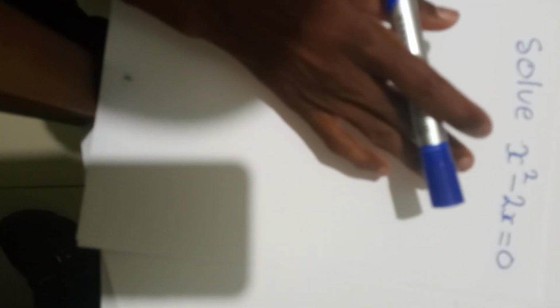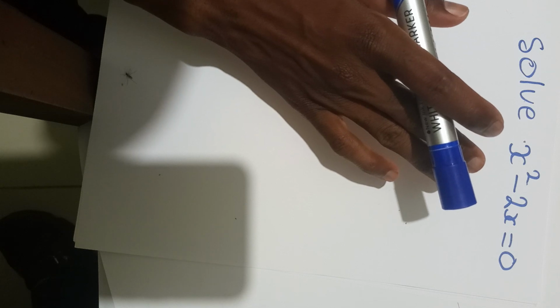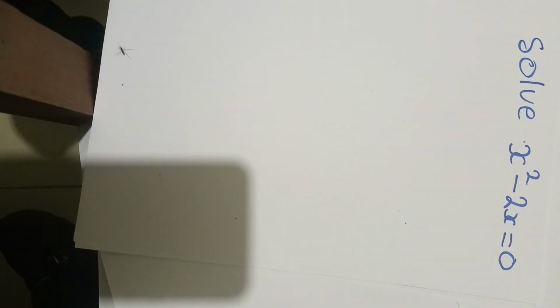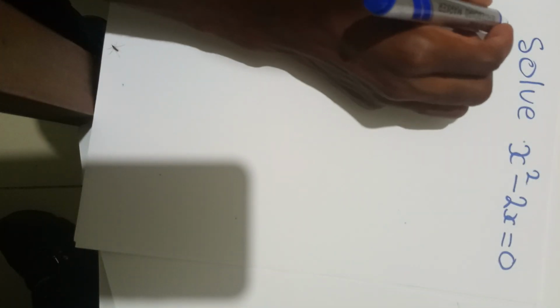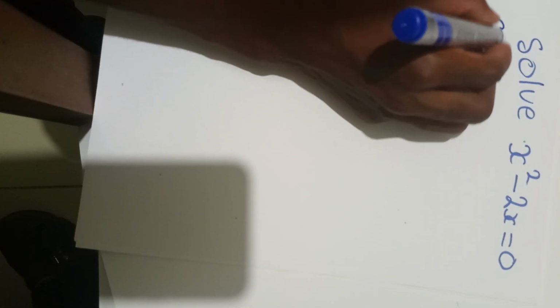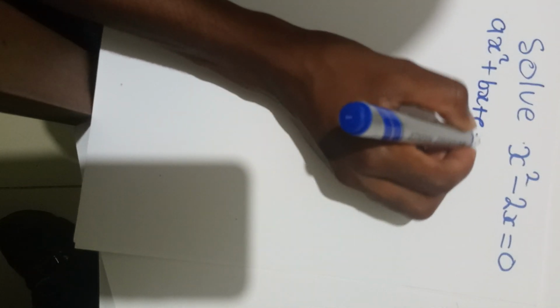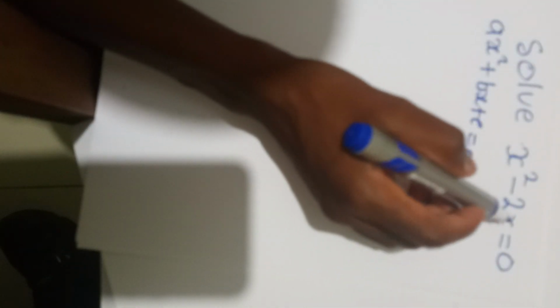Okay, so let's solve x squared minus 2x is equal to 0. So this question is a quadratic equation. Only that, because our standard quadratic equation is ax squared plus bx plus c is equal to 0. So you look at this question.